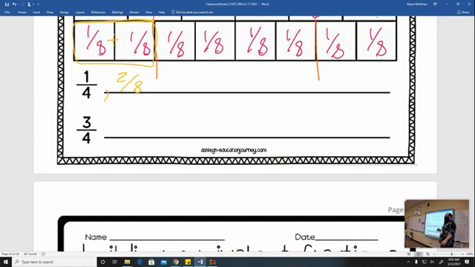Now we could keep going, right? Couldn't we keep going? Remember those patterns we found yesterday?